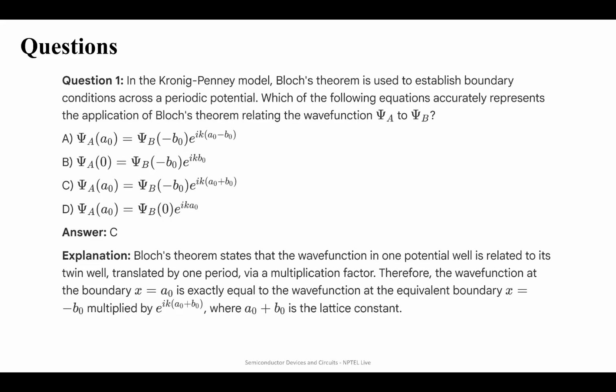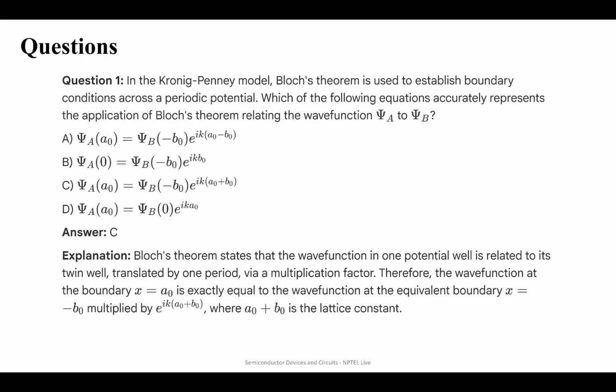So the correct answer would be C: psi a of a naught equals psi b of minus b naught e power iota k a naught plus b naught. Bloch's theorem states that the wave function in one potential well is related to its twin well, translated by one period, via a multiplication factor. So what is the one period here? The period is a naught plus b naught. So the multiplication factor would be e power iota k a naught plus b naught.